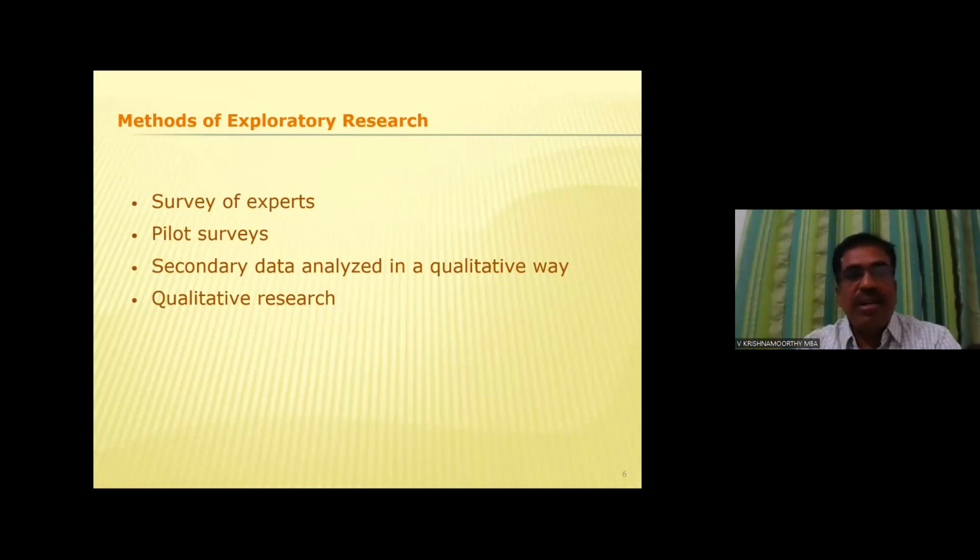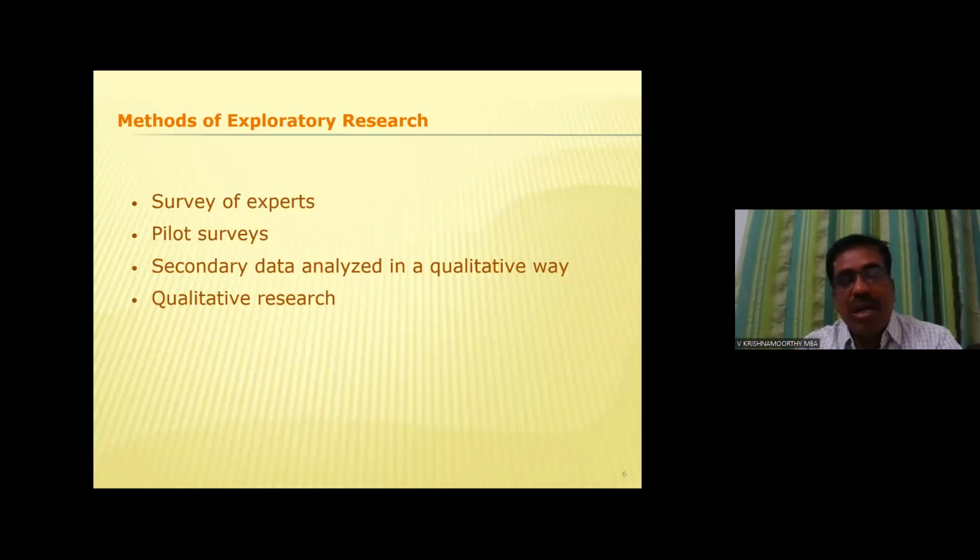When we do exploratory research, we use different methods for collecting data. One is survey of experts. We can collect some data from the experts because they are an authority in the particular field. For example, when COVID spread like anything, immediately the health department may approach some doctors because the problem is new, no one knows what will happen, so they may collect some data.